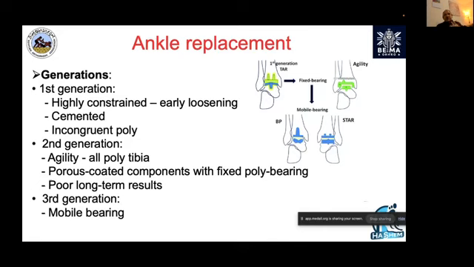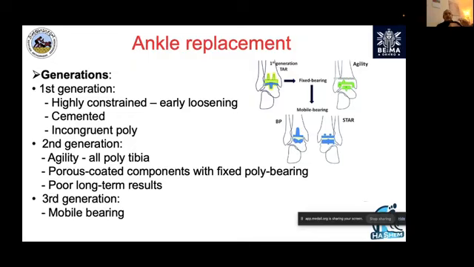Then we passed to the second stage, when we started using the Agility. The Agility had a whole poly tibia, so there is no metal component, and it was porous coated, so it wasn't cemented. But the problem is there was a very high incidence of wear of the poly, and that's why there was a high failure rate and very poor long-term follow-up.